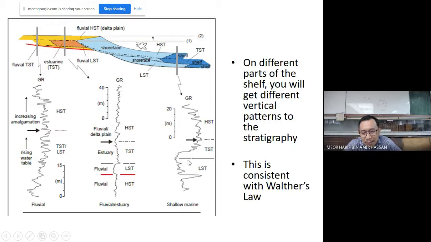Deeper areas, maybe look something like this, going more sandy at the bottom, fining upwards, and MFS here, when it shallows upward again, and that's the HST. Right? So yeah, you get different vertical patterns to the stratigraphy in different places, because you have different environments, and that is consistent with Walther's law.